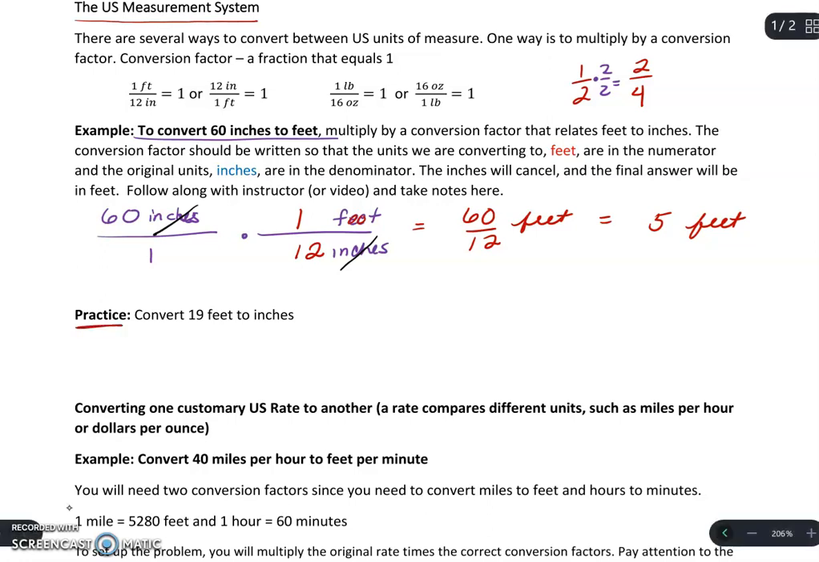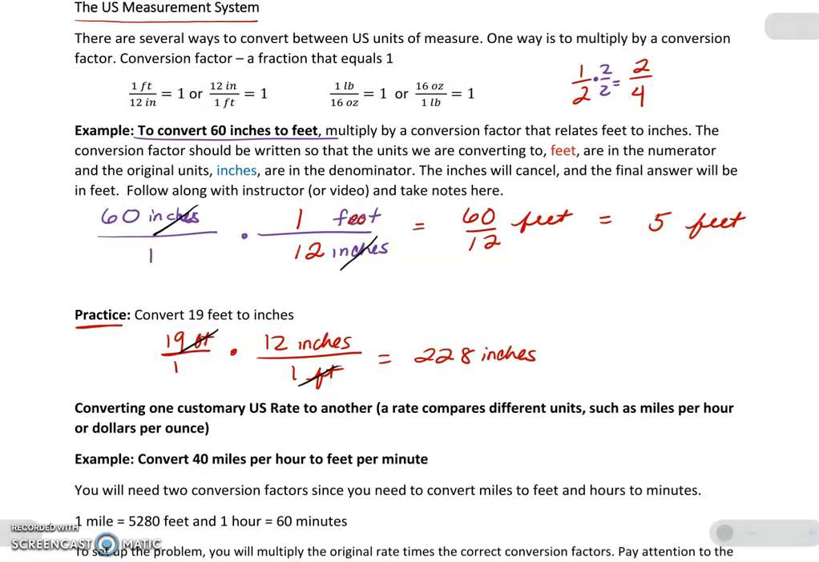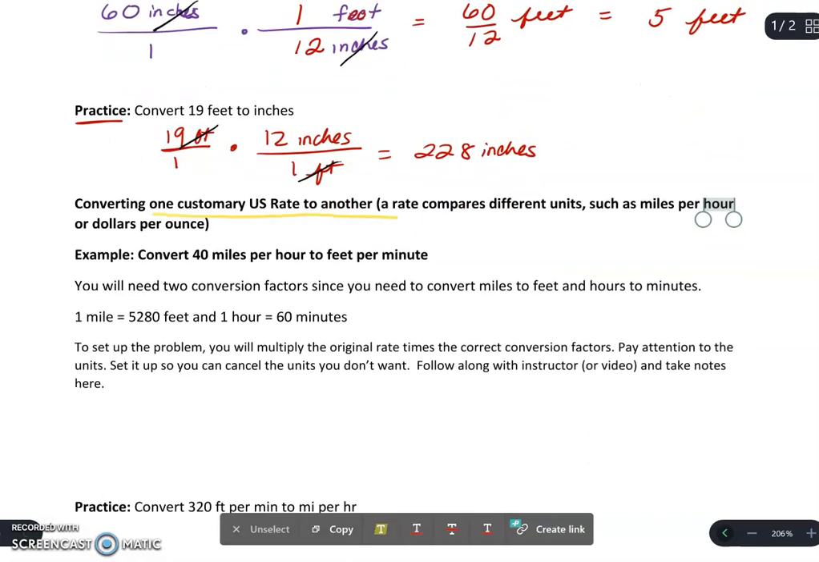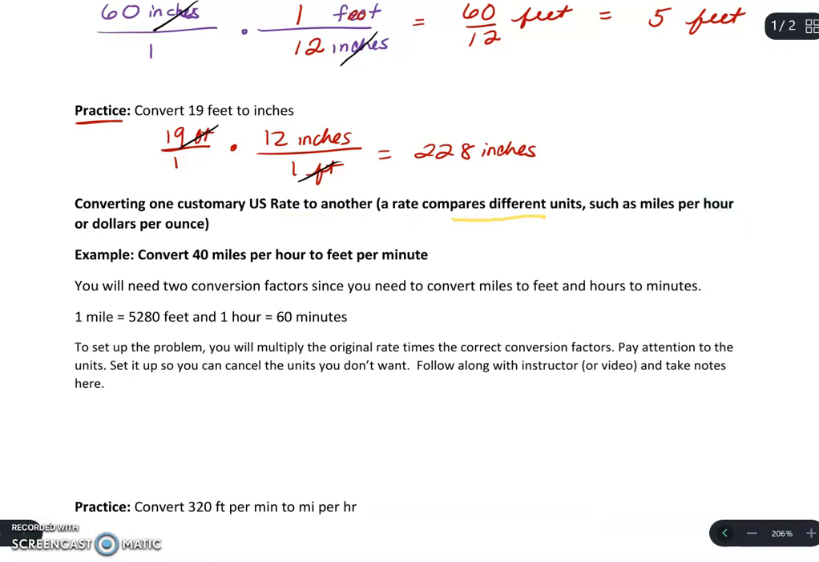So then go ahead and pause the video and try this problem. Convert 19 feet to inches. Then come back and check your answer. So the answer for that one is 228 inches.